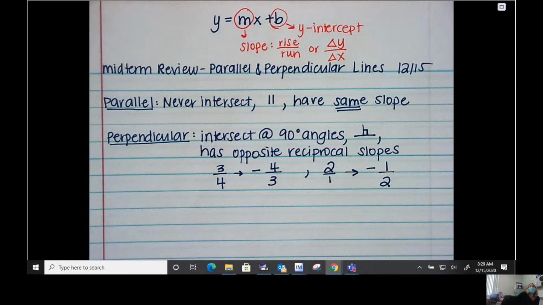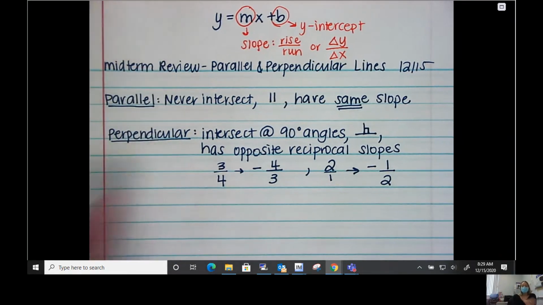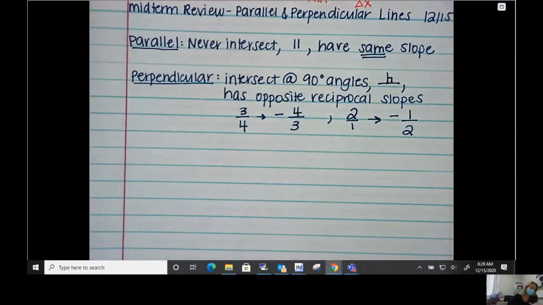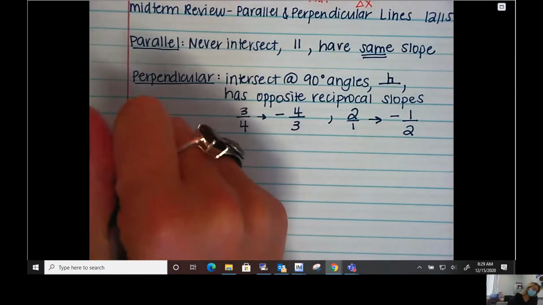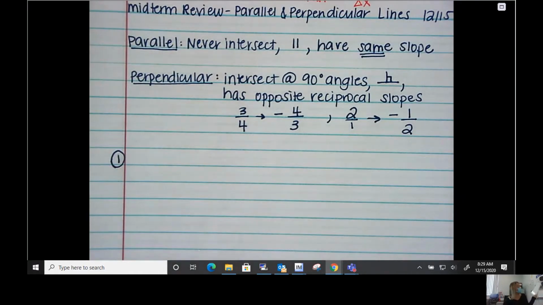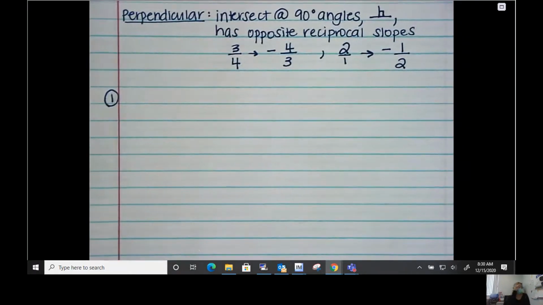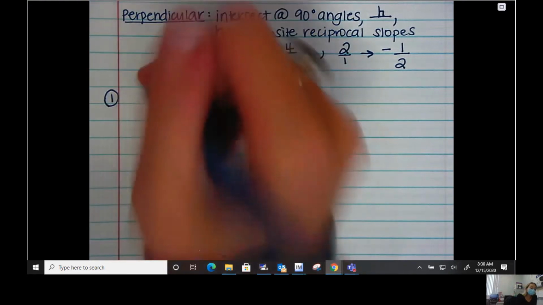So slope is really important because slope is how we determine if a line is parallel or if a line is perpendicular or if it's neither of the two. So today we're going to practice looking at some equations and determining if the lines are parallel, perpendicular, or neither. So we're going to start here, example 1. I think we've got 5 examples total. It's not too many.